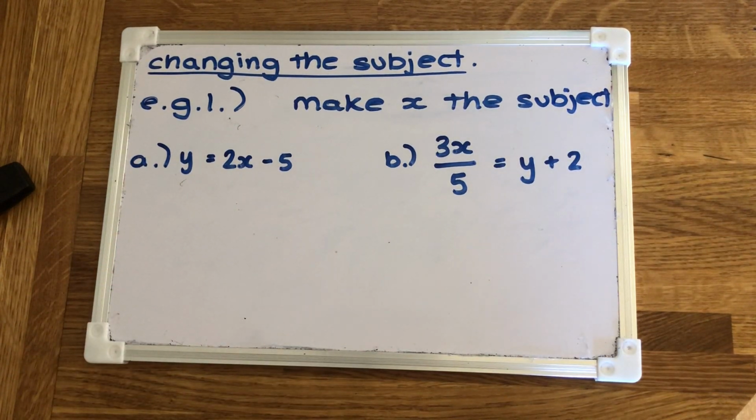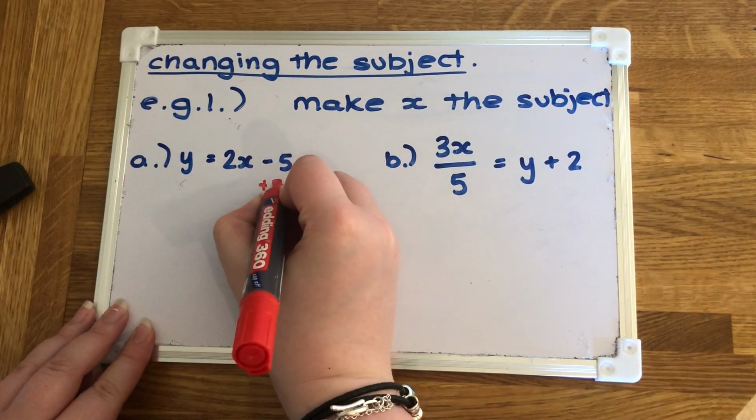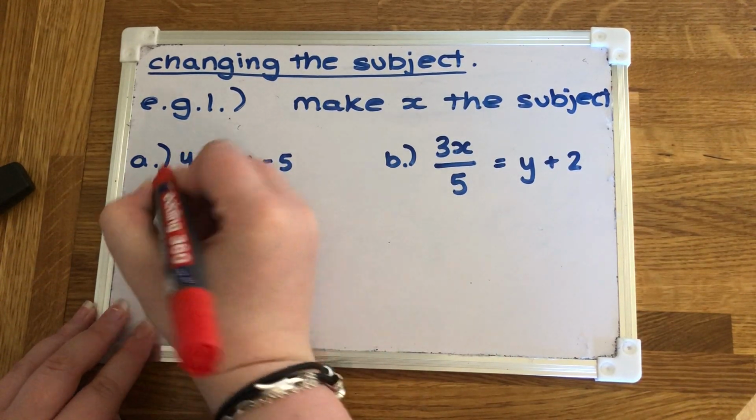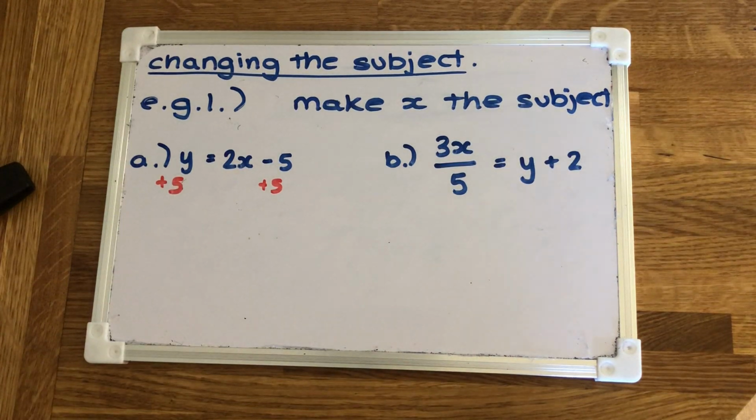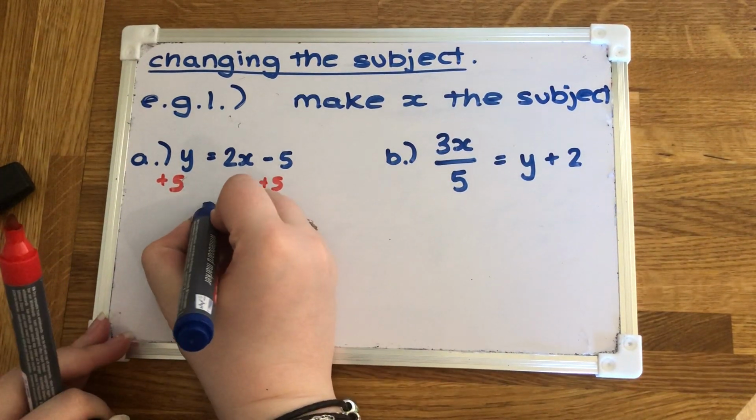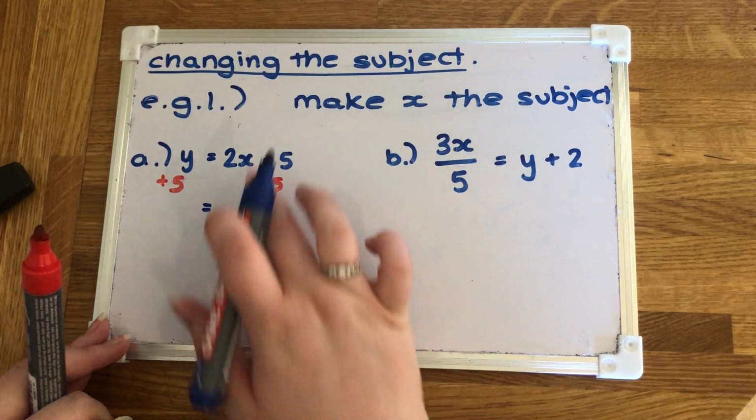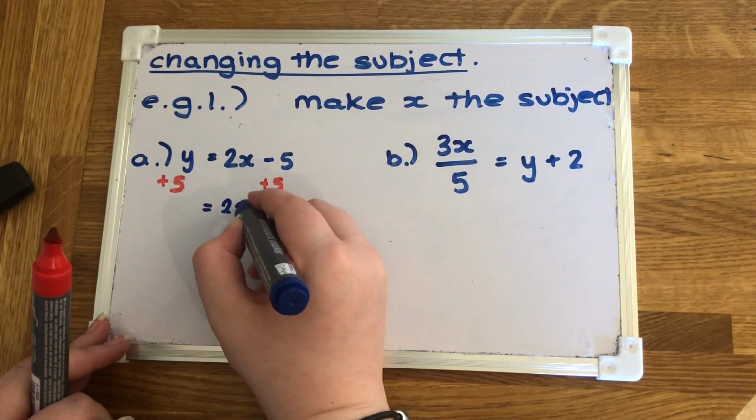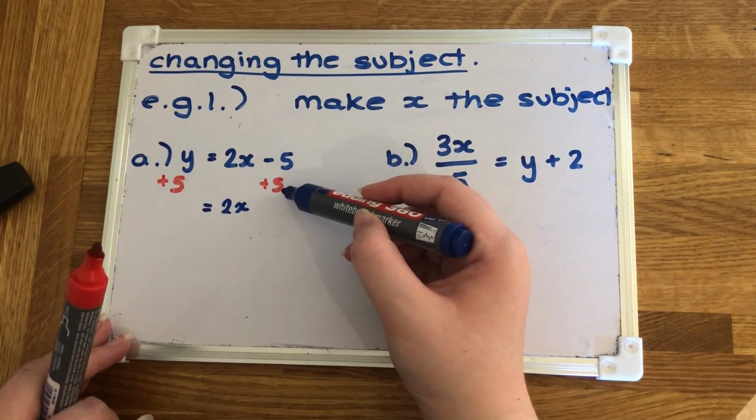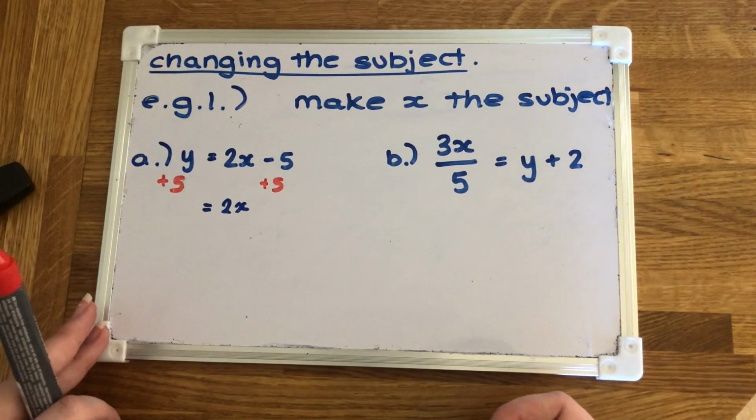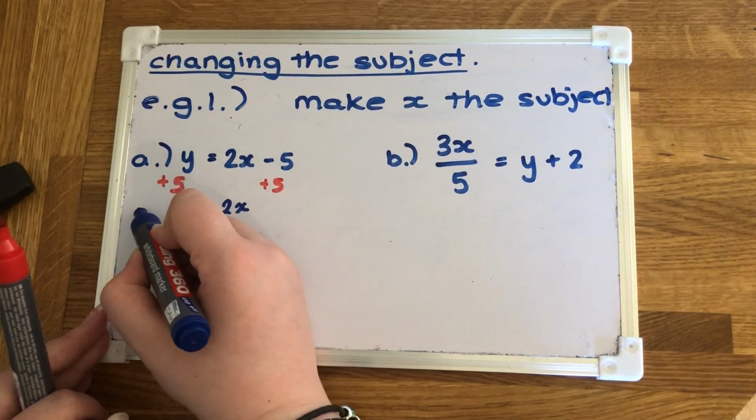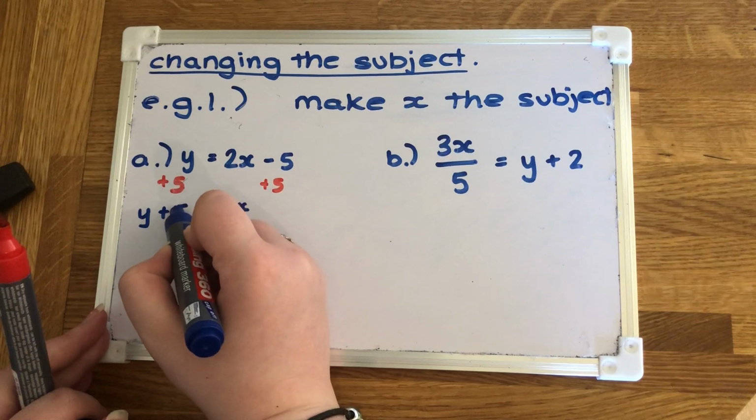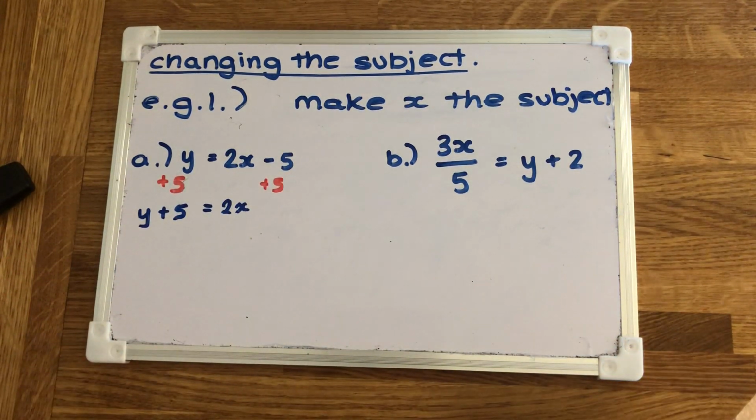So the first thing I want to do is try and get x on its own, so I'm going to add 5 to both sides. By doing that, on the right hand side I'm just going to be left with 2x, because minus 5 add 5, they cancel each other out. And then on this side we've got y add 5. Now obviously you can't simplify y add 5, so you've just got to leave it as that.